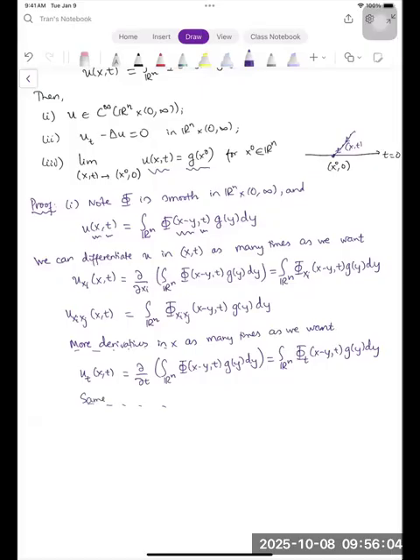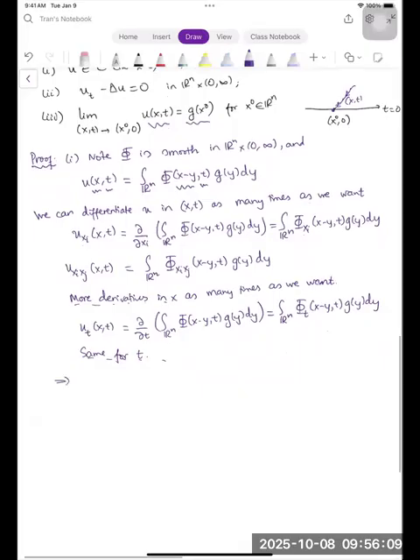Same for t. So at the end of the day, we conclude that u is in C infinity of Rn cross (0, infinity). This is a very beautiful smoothing effect of the heat equation. You start with initial data that is just a continuous function, but because of the convolution idea, as time goes on you automatically have that the solution is smooth. It's a beautiful property of the heat equation.